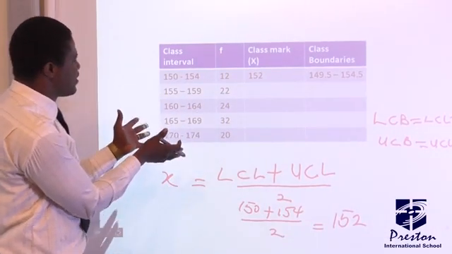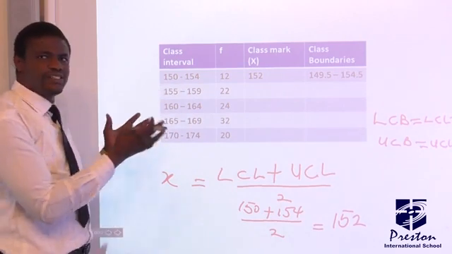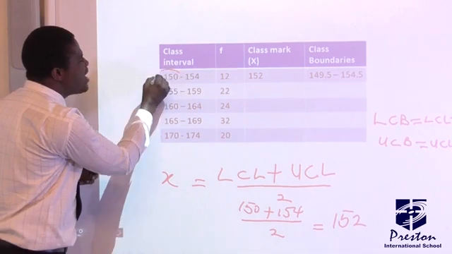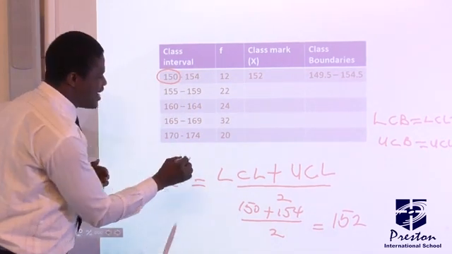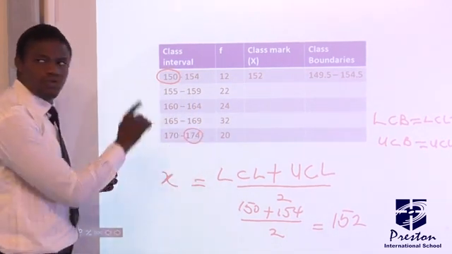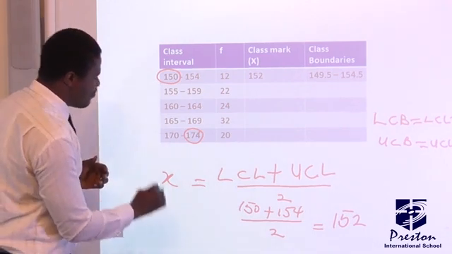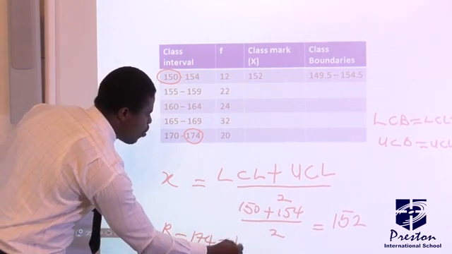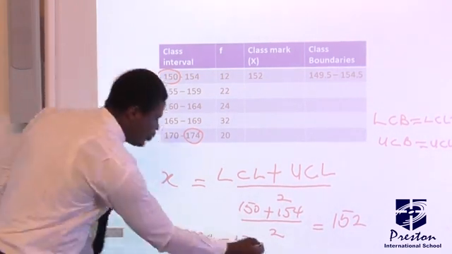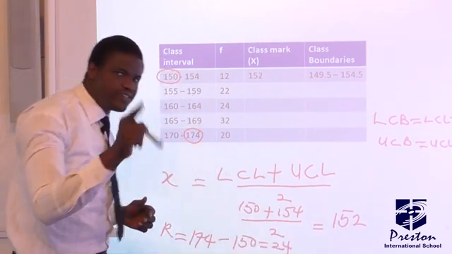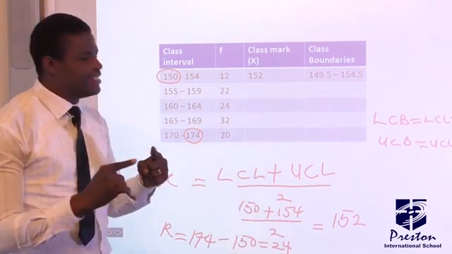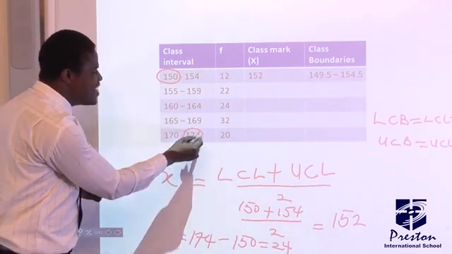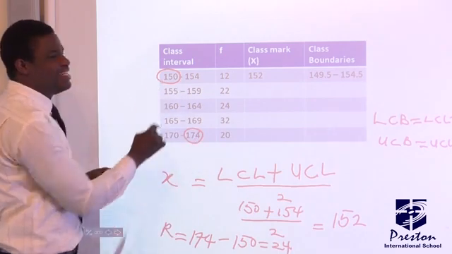For instance, look at this example now. What will be the range of this question? The range is always, take note, the lowest sample and the highest in the group. Take note of these two. For this example, our range will be 174 minus 150, which will give us 24. Not the difference between the highest and the lowest class mark, but the highest sample in the class interval and the lowest sample.